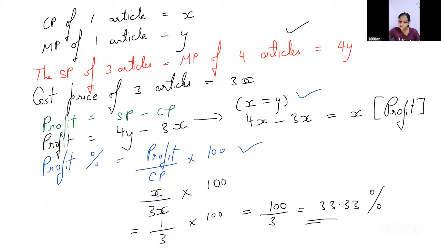Profit percent is the formula here: profit upon CP into 100. So x by 3x into 100 gives us 1 upon 3 into 100, that is 33.33%. Understood, Joshua? Yes, ma'am.